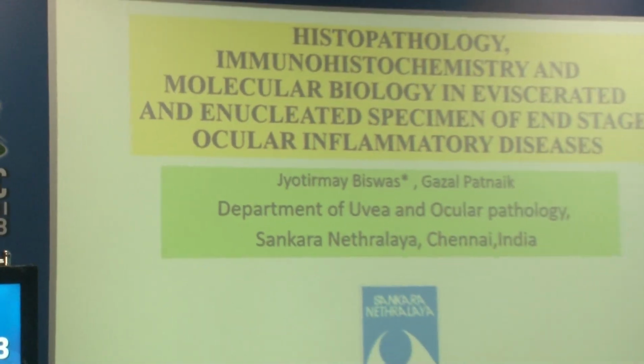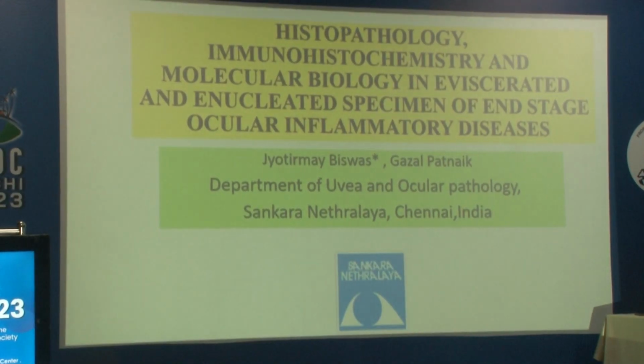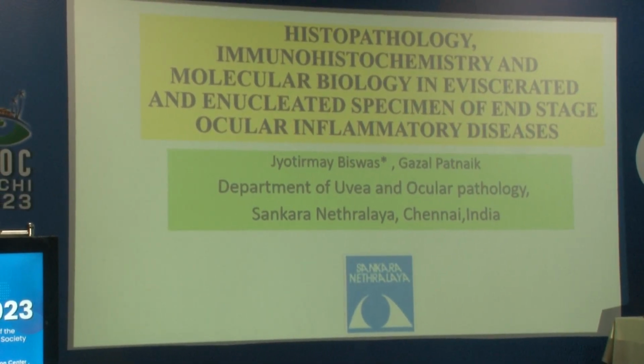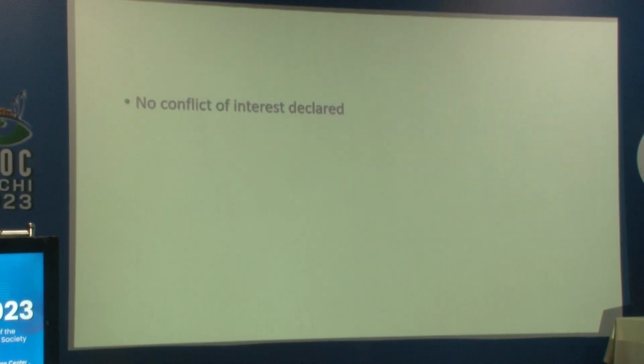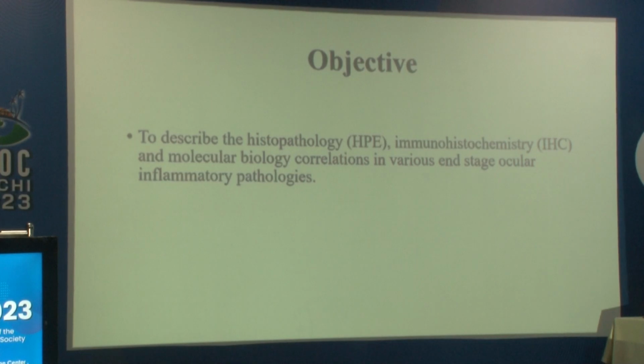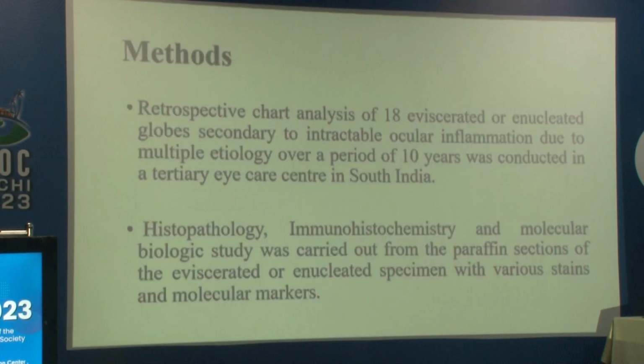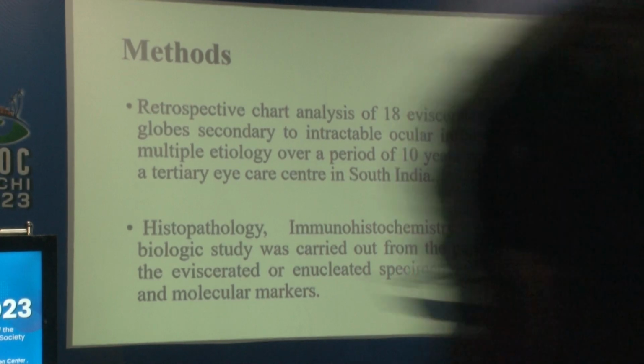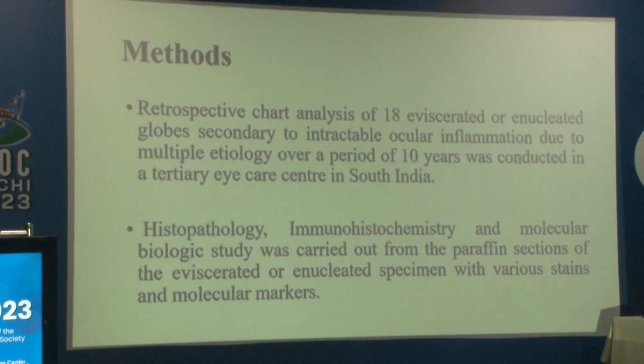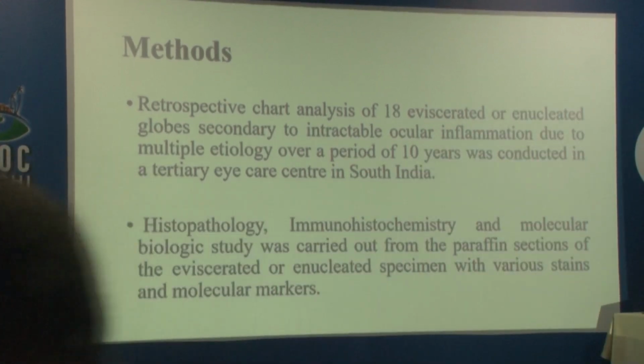Kindly don't evaluate me. The topic is the histopathology, immunohistochemistry, and molecular biology in eviscerated and enucleated specimens of end-stage ocular inflammatory disease. I'm a pathologist. The aim was to describe the histopathology, immunohistochemistry, and molecular biology in various end-stage ocular inflammatory pathology. We had in a 10-year period 18 such rare cases where we unfortunately needed to eviscerate or enucleate the globes secondary to the intraocular inflammation. Can this specimen be used? That was the question we tried to answer. And we did the histopathology, immunohistochemistry, and PCR study of the paraffin sections of such cases.